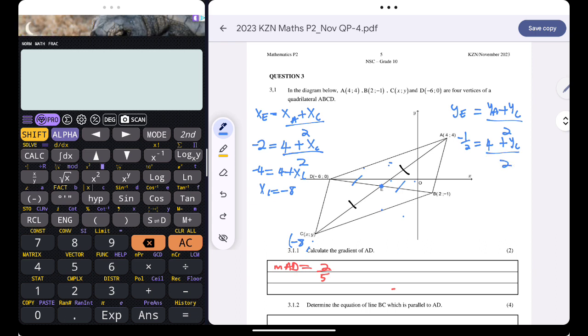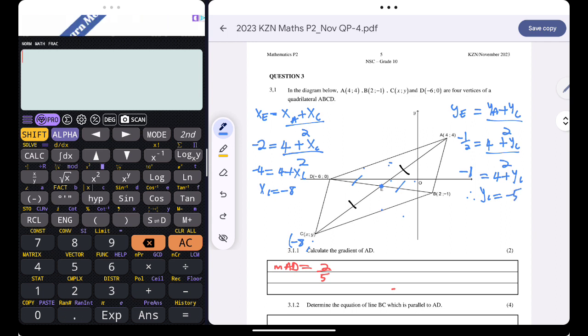I don't know what the y value at C is. All I need to do is to cross multiply, to multiply both sides by 2. Whenever I do that, I'll be left with -1 on this side, and on the other side I'll have 4 plus y value at C. So therefore I can conclude that the y value at C is -5.